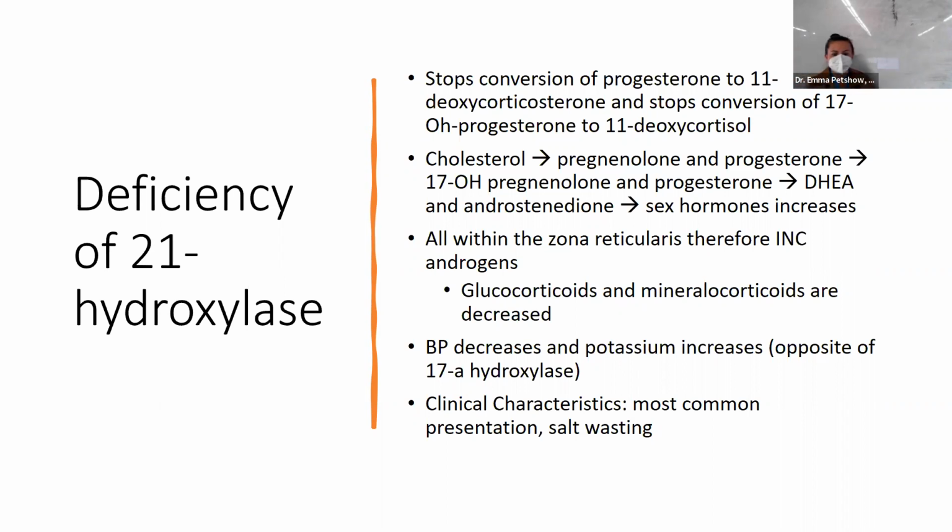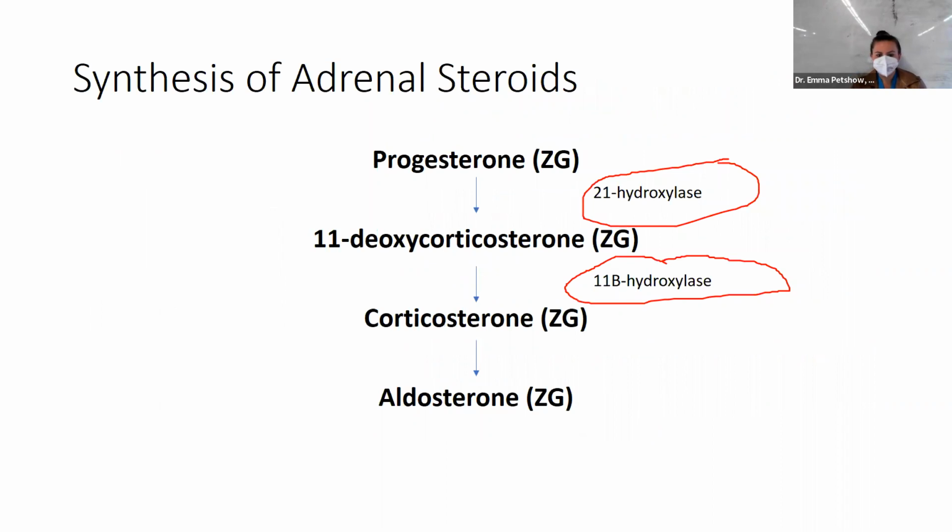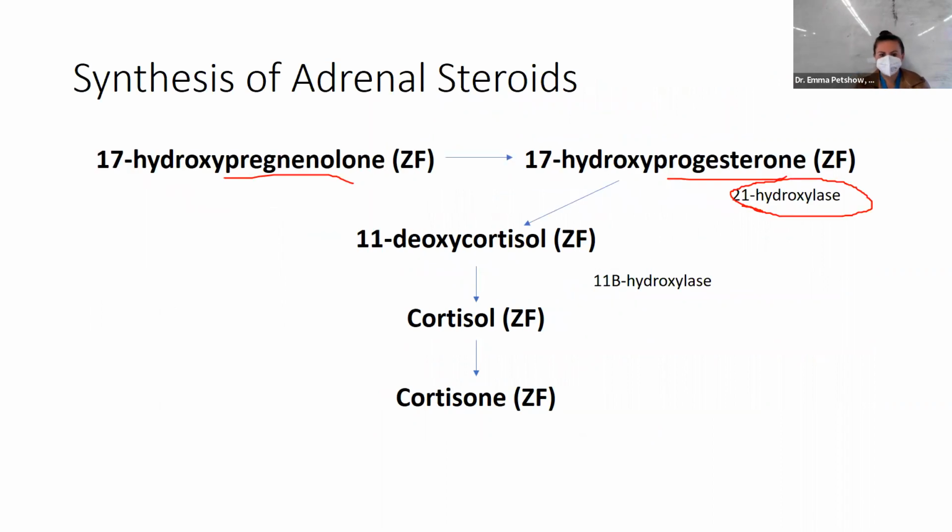Clinical characteristics: the most common presentation is salt wasting, but you can see other things too. Obviously, you're not going to have cortisol around. So again, adrenal insufficiency type symptoms can occur, but you're not going to see changes to sex characteristics because you do have your androgens. You are able to make estrogen, DHEA, testosterone if you have a deficiency in 21-hydroxylase. 21-hydroxylase deficiency is the most common of these three deficiencies. So if you were to see one most commonly, it would be this one. Again, we blocked here and we blocked here.